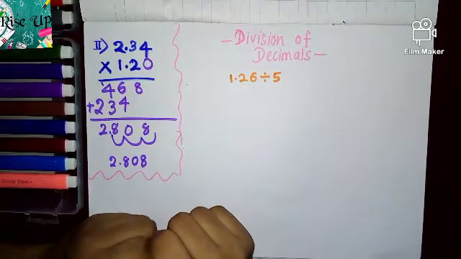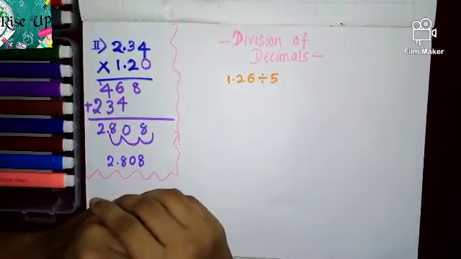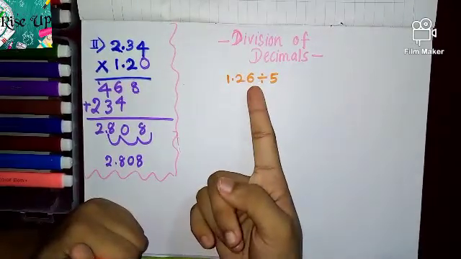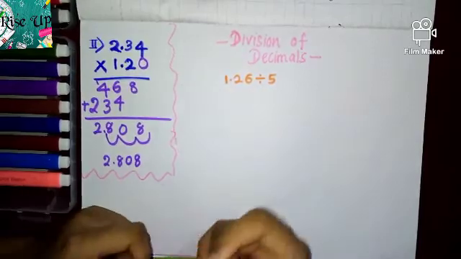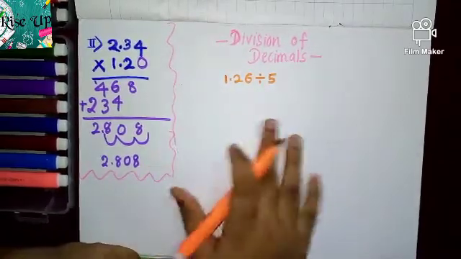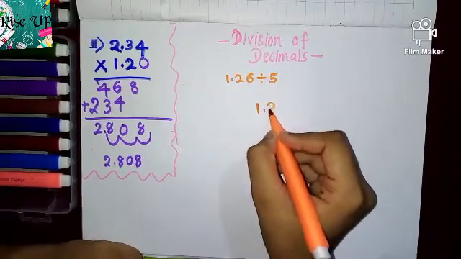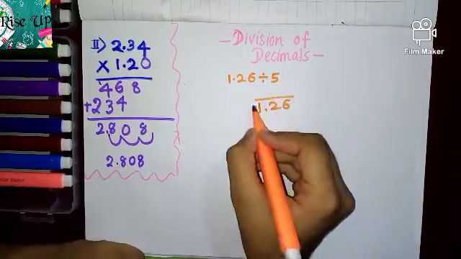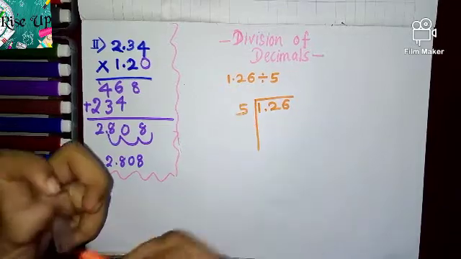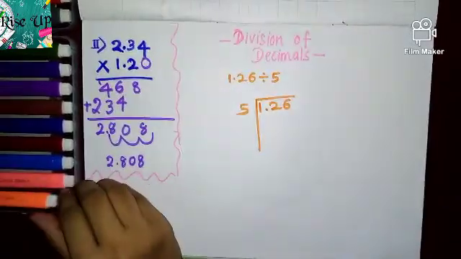Now it's time for division of decimals. I have taken the number 1.26, which should be divided by 5. Let's divide. I'll just teach you how to divide this. First you have to write it as normal division: 1.26, put the dividing symbol, and 5. So you have to write it like this, and then let's divide.